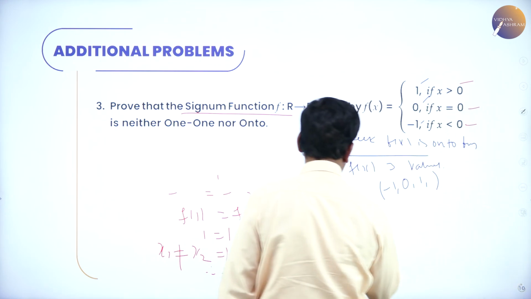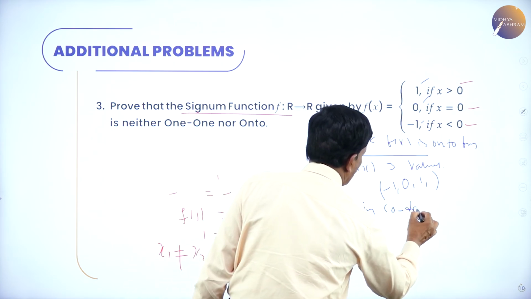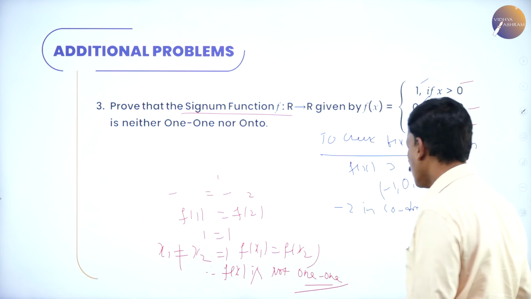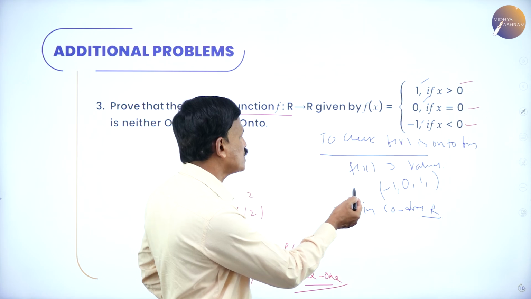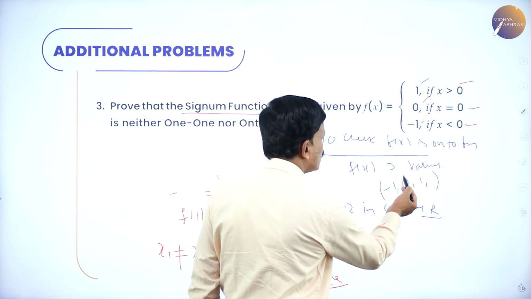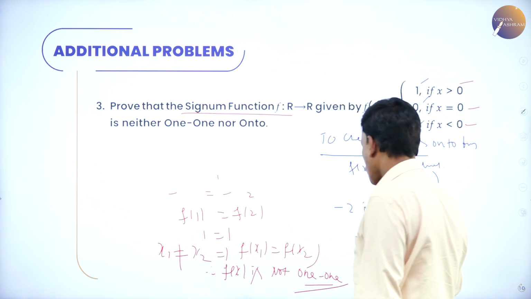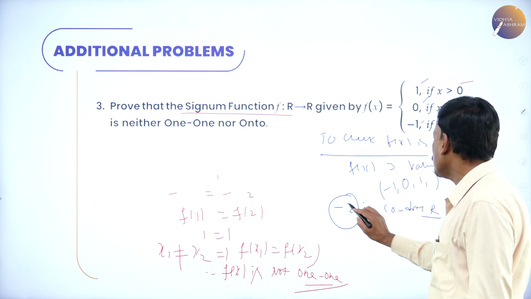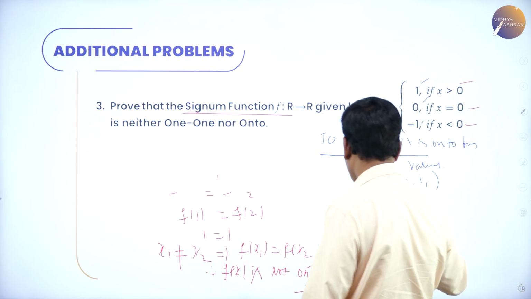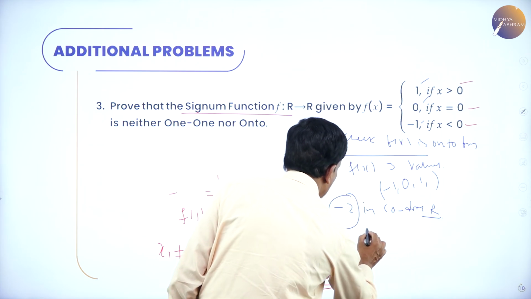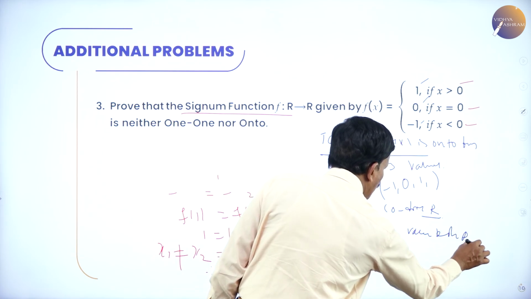So the element -2 in the codomain R. Let me explain once again. To check f of x is onto, f of x takes three values, that is -1, 0 and 1. So now, for any element -2 in the codomain R, there does not exist any value x in R.